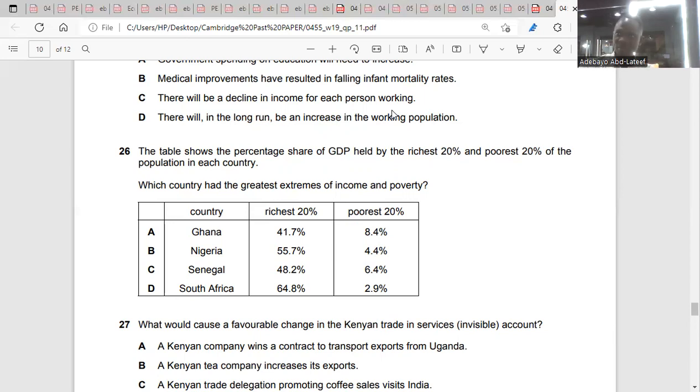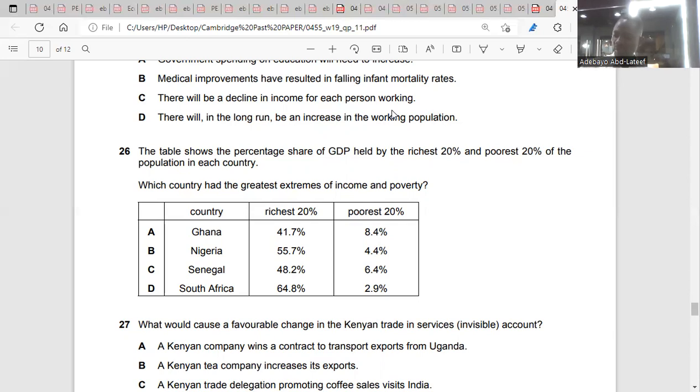Do you get it? There's nothing like extreme income, but there's extreme poverty. Do you understand? There's absolute poverty, which is the same as extreme poverty. It's A, right? Yes. 27.